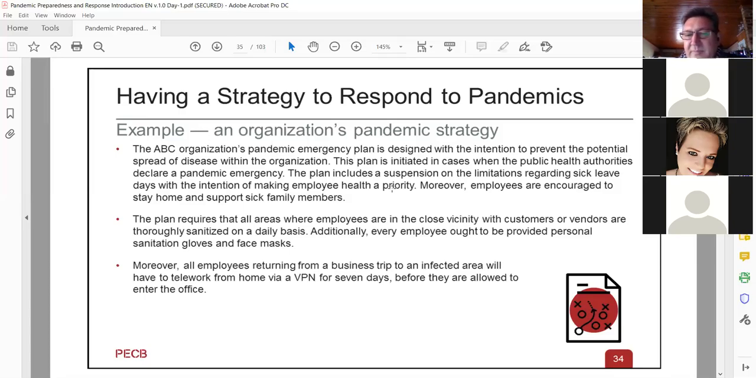And then moreover, all employees returning from a business trip to an infected area will have to telework from home via a VPN for 7 days before they are allowed to enter the office. And this is going to be the future. Until there's a vaccination, if we are coming from an infectious place, like South Africa compared to Botswana, our numbers are now at the moment, I think, at 70,000, Dillian, is it correct? It's around there, isn't it? In Botswana, you are sitting with very low numbers.